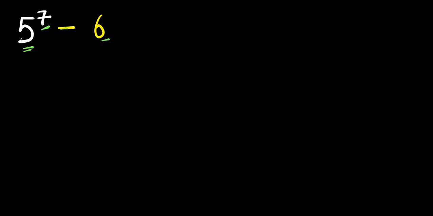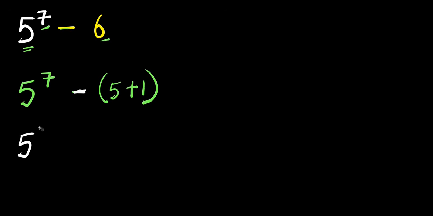This is minus 6, and I can simply have this as 5 power 7 minus 6, which is simply 5 plus 1, right? Now, the next step will be for me to use this negative here to multiply everything inside this bracket. I have 5 to the power of 7 minus 5 minus 1.